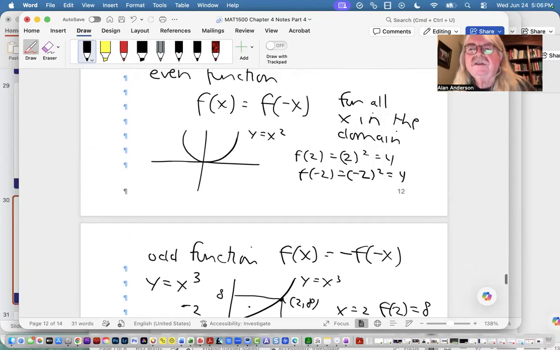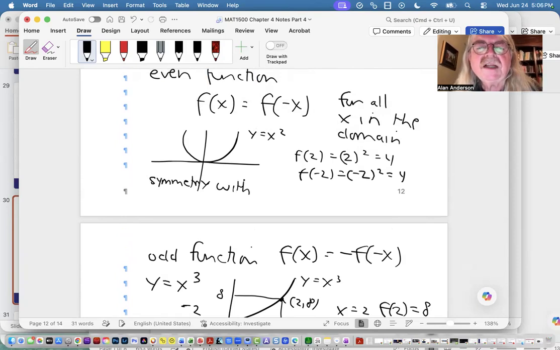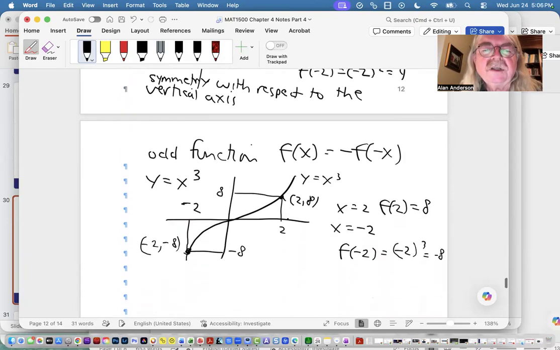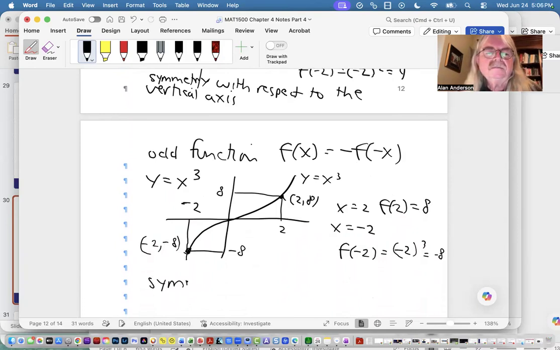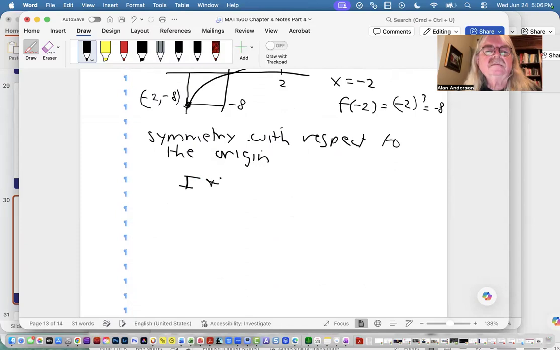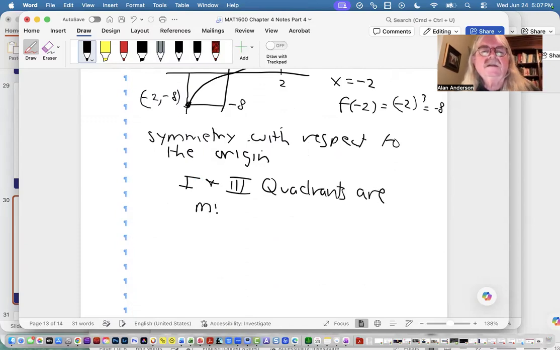And by the way, one of the implications of this is that here we have symmetry with respect to the vertical axis, meaning the left and right hand sides are mirror images of each other. And with odd functions, the symmetry is with respect to the origin. And that means that either the first and the third quadrants are mirror images of each other, or else the second and the fourth.